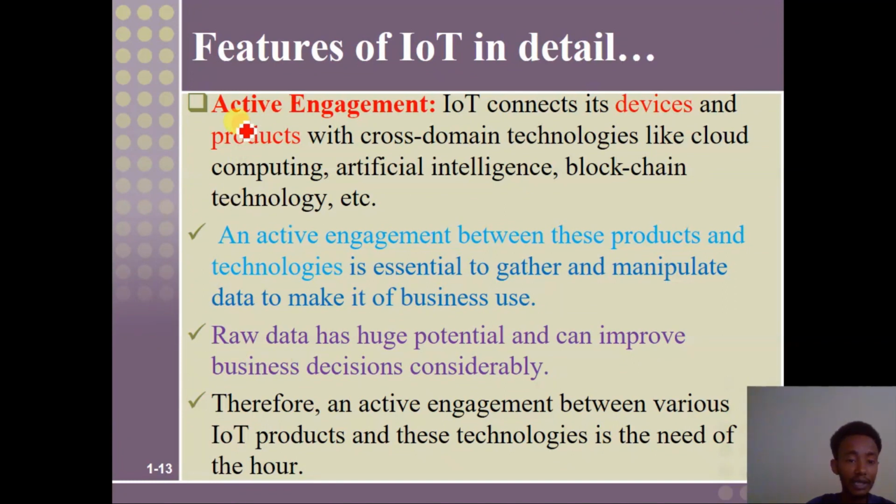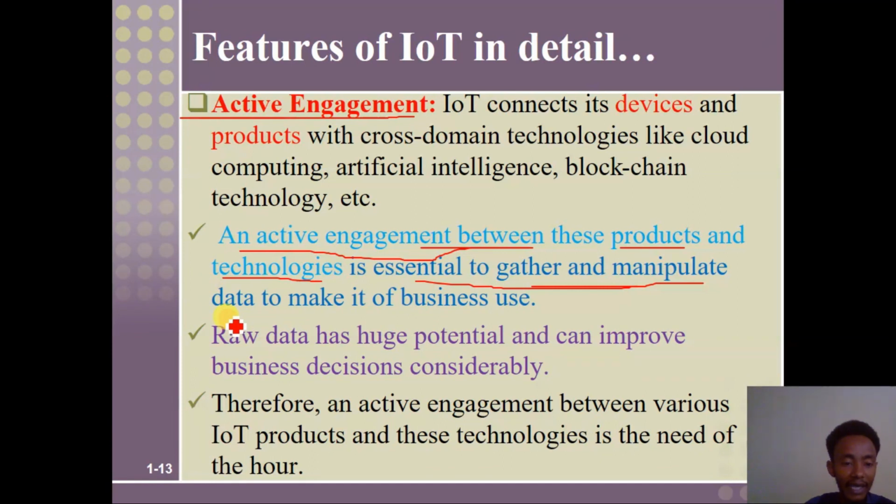Another one is about the active engagement of the devices. So IoT connects its devices and products with cross-domain technologies like cloud computing, artificial intelligence, and blockchain technology. So what is active engagement in IoT? What does it mean when we say active engagement? Active engagement between these products and technologies is essential in order to gather and manipulate the data for business use. In order to make business use, a very large number of the devices engaged in IoT should communicate in parallel, or communicate actively. Active engagement, active participation, active communication, and active decision-taking should be there among the Internet of Things.